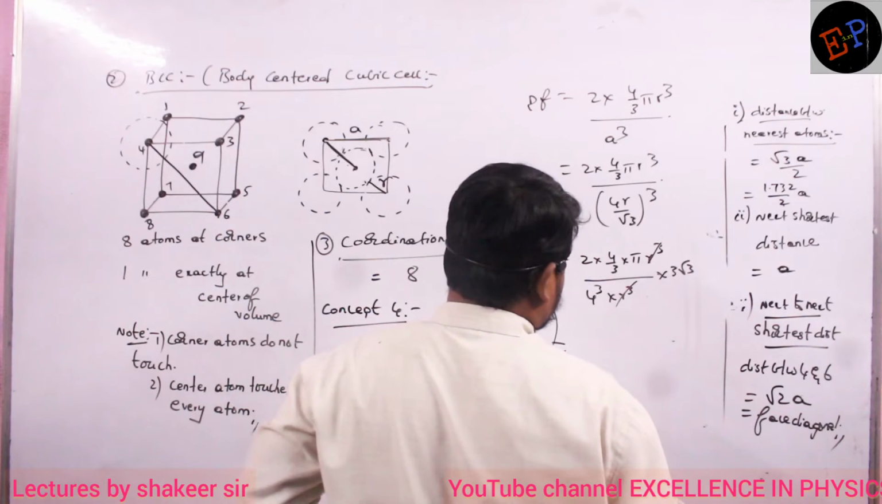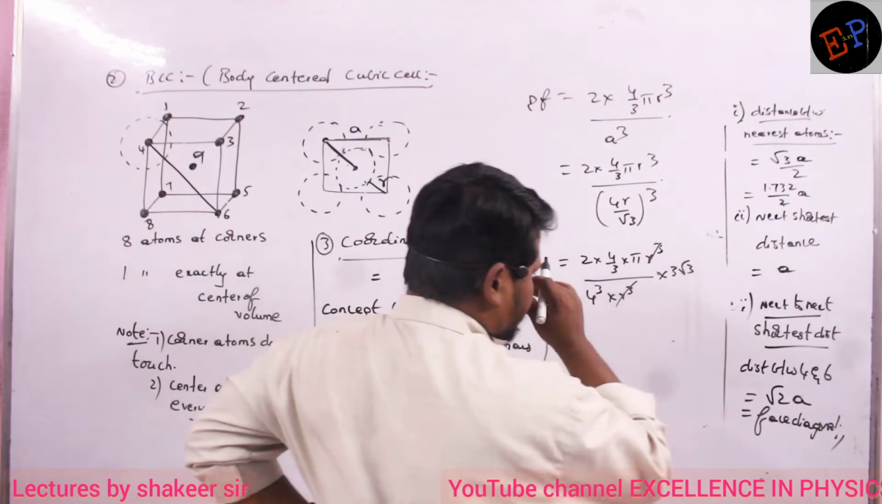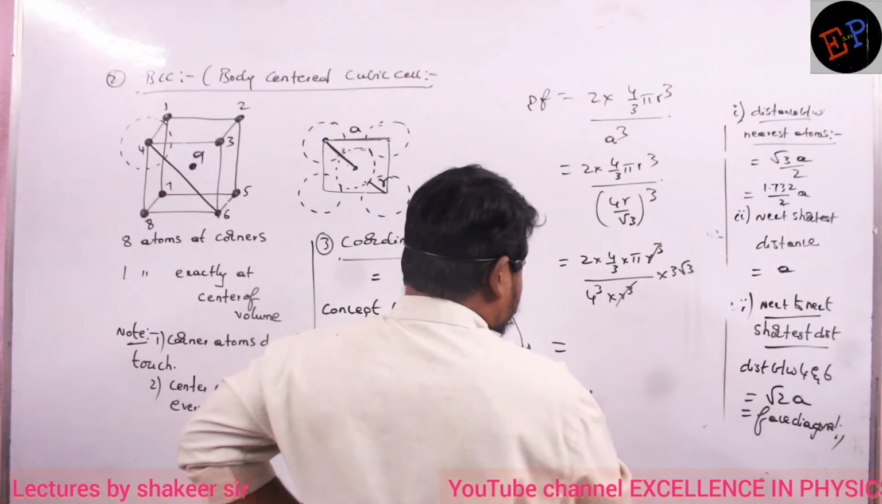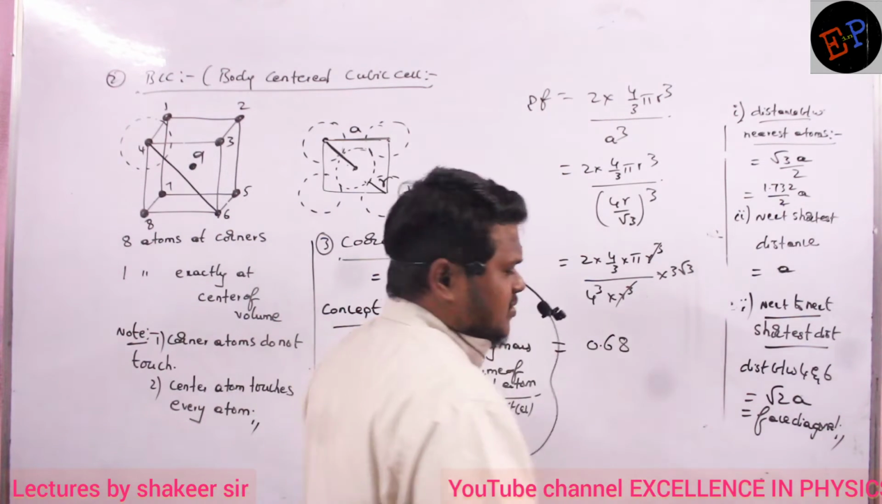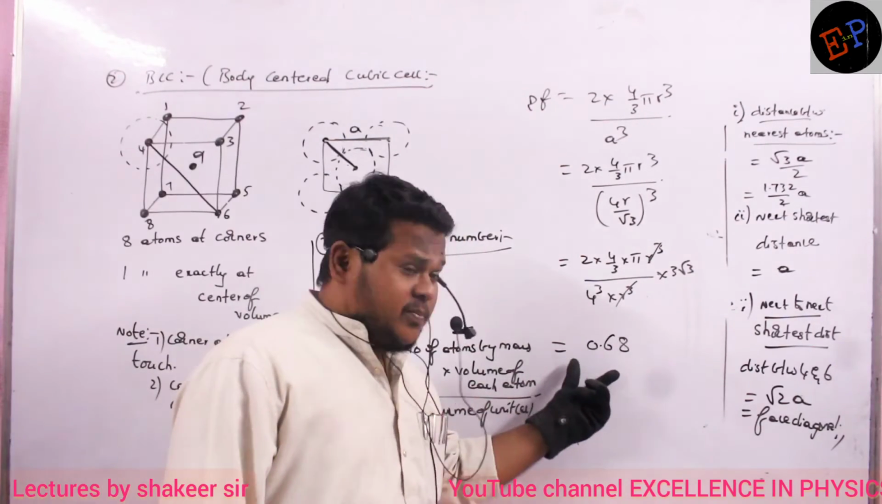So therefore, do this calculation when you are free. Directly I am writing the answer. The answer which you will get is 0.68. This is the answer which you should get. Okay? 0.68. And what is meant by 0.68?